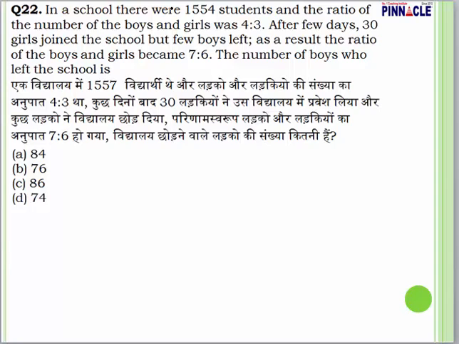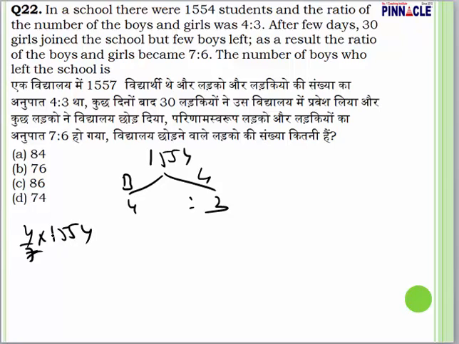So 1554 is divided in the ratio 4 to 3, 4 boys and 3 girls. So boys would be 4 by 7 into 1554, that is 888. And girls would be 666, because this is 3 multiplied by 222, that would be 666. So the total would be 1554.